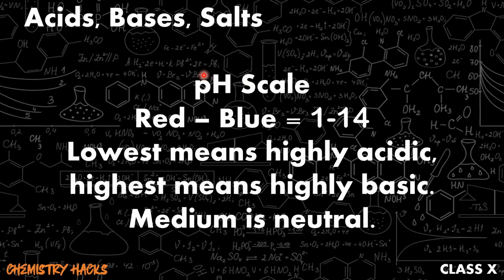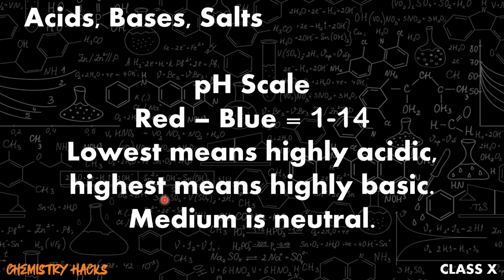And finally, we have a hack on the pH scale. So the pH scale ranges from 1 to 14, depending on the concentration of hydrogen ions or hydronium ions or hydroxide ions. And the easiest color change is red to blue. So if we recall, we know that bases turn red litmus paper blue, and acids turn blue litmus paper red. So in correlation to this, red means highly acidic and blue means highly basic. And also in terms of the values, lowest means highly acidic, highest means highly basic, and medium, if you split the difference, we'll get 7, and medium is neutral.